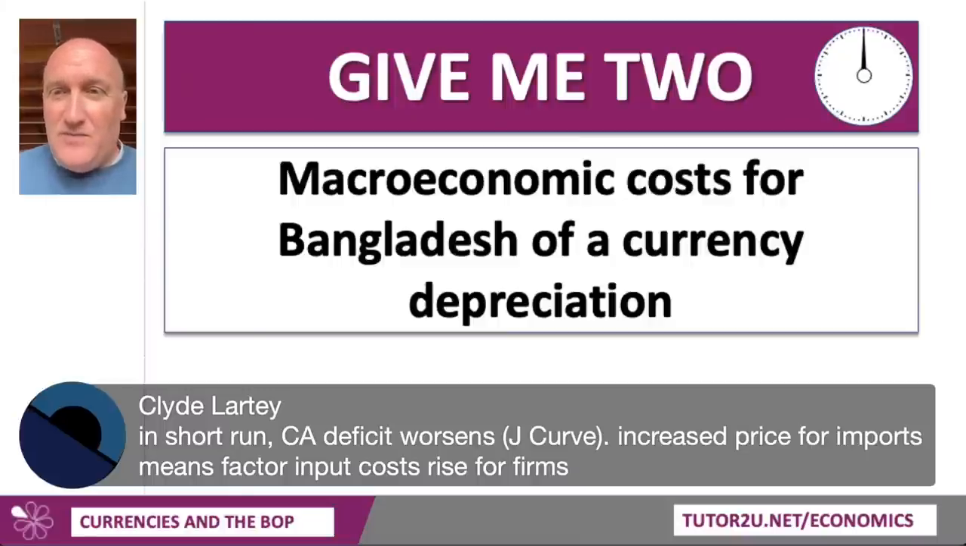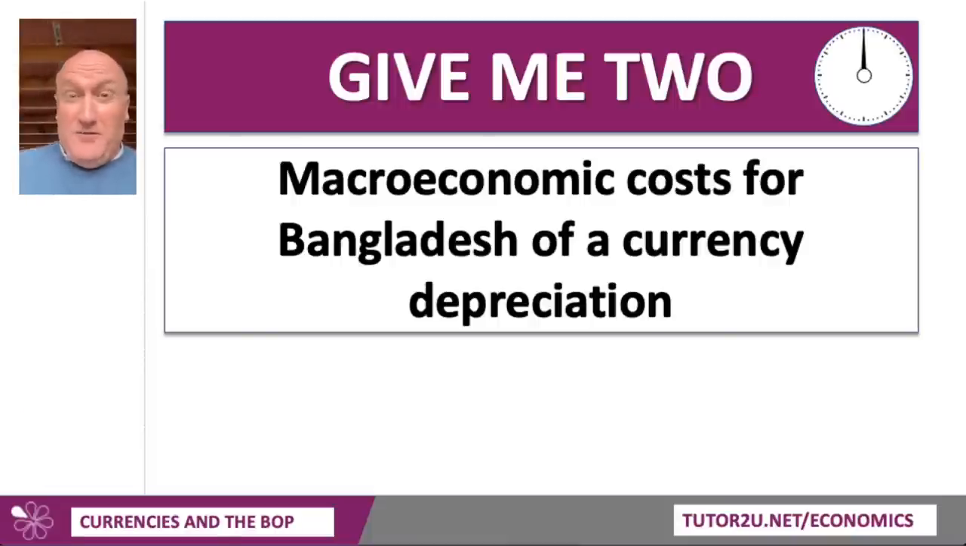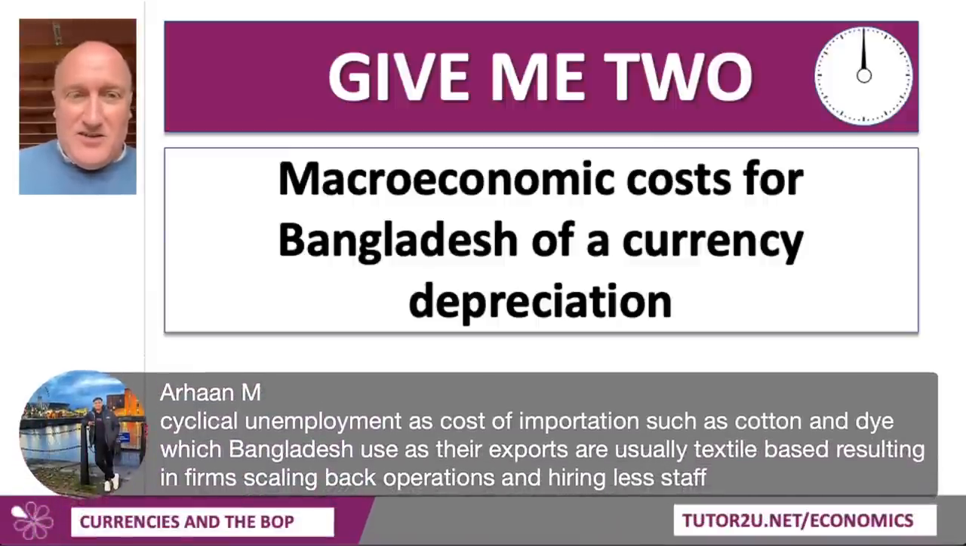Some really good points. What else have we got here? Increased costs for firms, lower real living standards. And people are starting to evaluate, saying that Bangladesh is not necessarily well placed to shift away from textiles. It's highly dependent on textiles. Arhan says cyclical unemployment as a cost of importation, such as cotton and dye. Superb, great application there. May cause a rising cost and businesses may scale back their operations, hiring less staff.